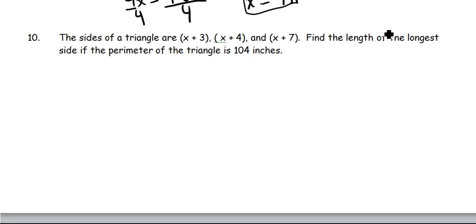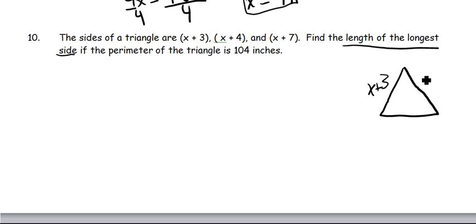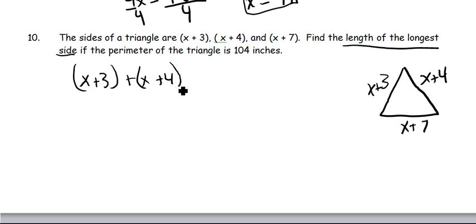All right, number 10 is asking us something different. It's saying find the length of the longest side. All right, same thing. We're going to draw our picture. This is x plus 3, x plus 4, x plus 7. So we can add all those together. x plus 3 plus x plus 4 plus x plus 7.